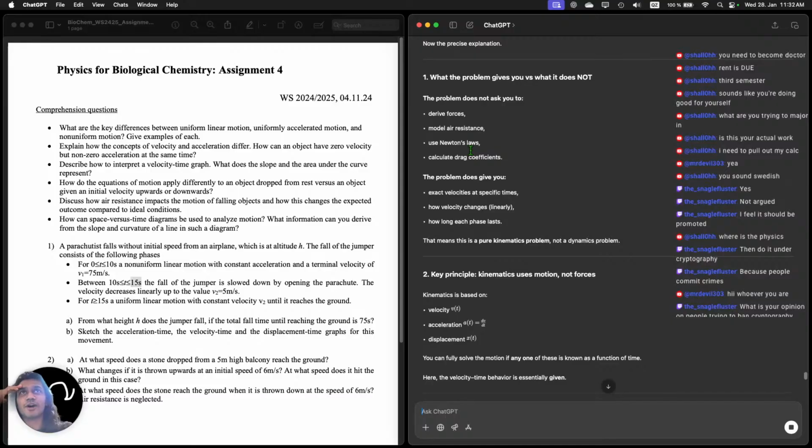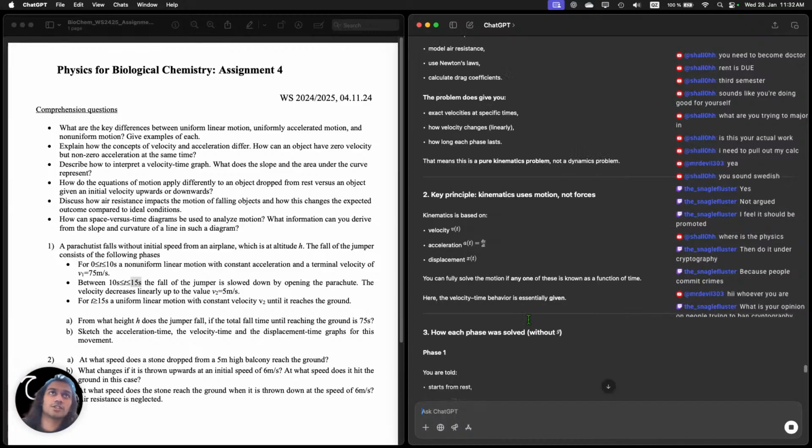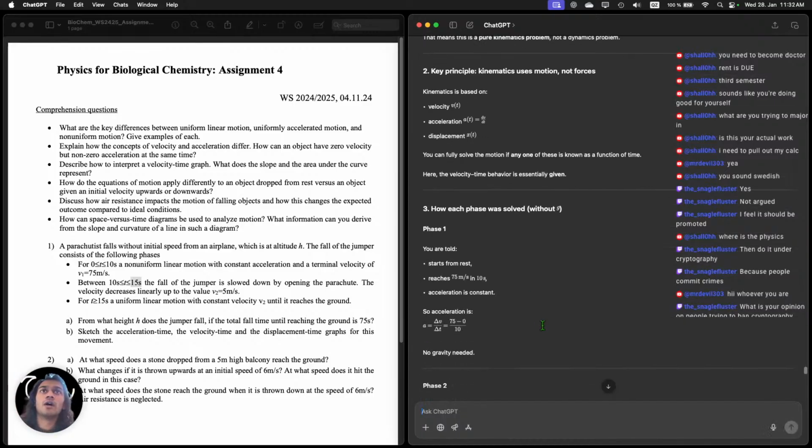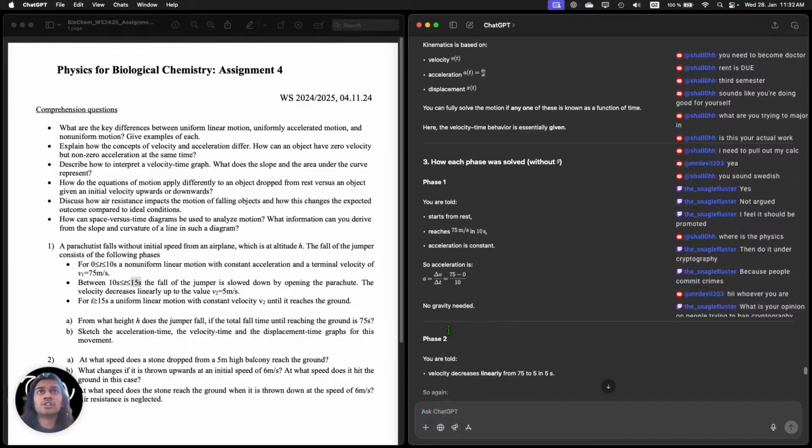Derive forces, model. Okay, the problem does not ask you for anything except velocities at specific times and how long each phase lasts. This means it's a pure kinematics problem, not a dynamics problem. So acceleration is okay. You find the acceleration from this.